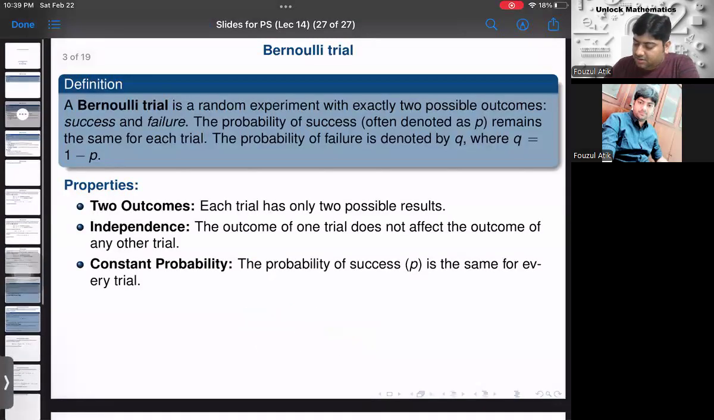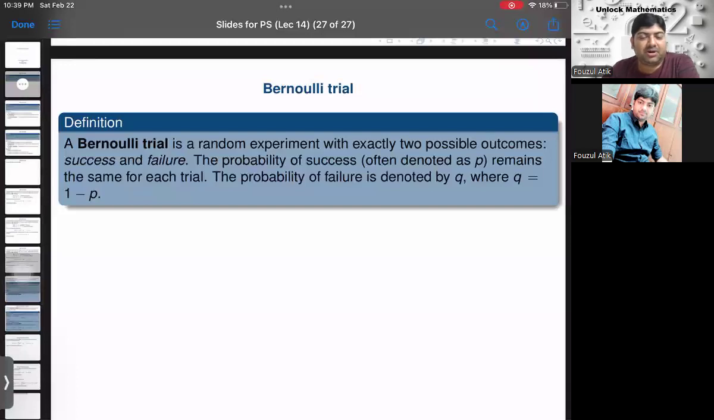So first we'll discuss a Bernoulli trial. What is a trial? A trial is kind of an experiment that you will do multiple times, and where the probability of success is independent, correct? So a trial is such a kind of experiment. Whereas a Bernoulli trial is what? A Bernoulli trial is a random variable with exactly two possible outcomes, one is success and the other is failure.